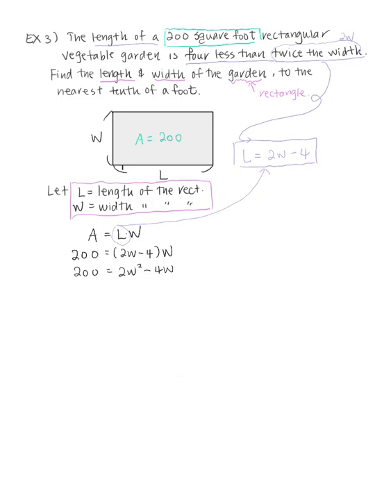Now let's bring the 200 to the left-hand side. If I do that, we're going to have 0 equals 2W squared minus 4W minus 200. Maybe this is factorable, but first let me get the greatest common factor out of here. The greatest common factor will be 2, isn't it? So I'm going to factor out the 2 and rewrite this as W squared minus 2W minus 100. And I don't think we can factor that.